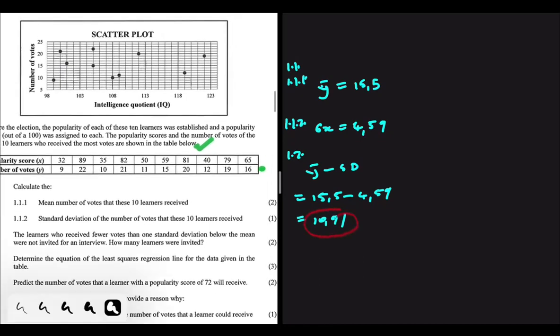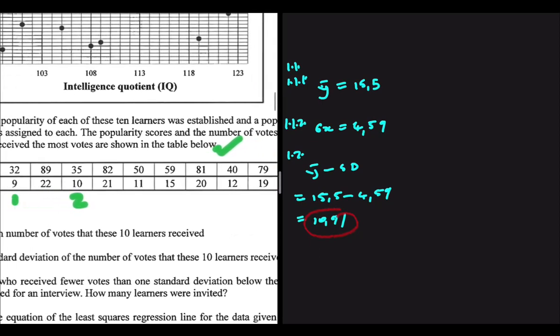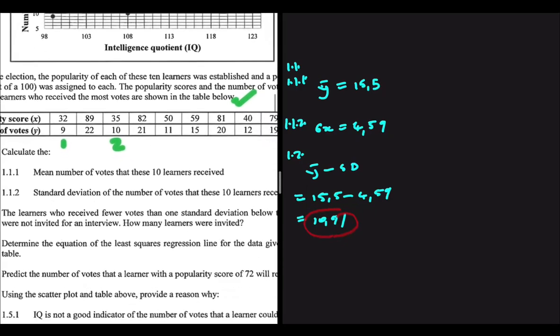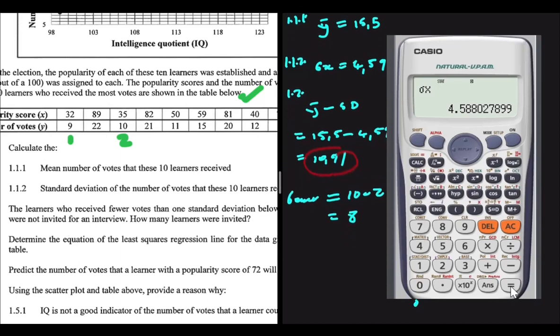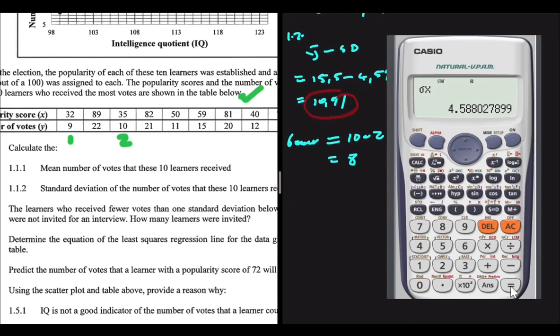So how many learners had less than 10.91 votes? Let's go ahead and find out. So we have 1, the learners received 9 votes. 2, what else? Right, so 2 learners were not invited for the interview. So the learners that were invited, we're going to have 10 minus 2, which is equal to 8. So only 8 learners were invited. 2 learners had the votes 1 standard deviation below the mean. That is 1.2.